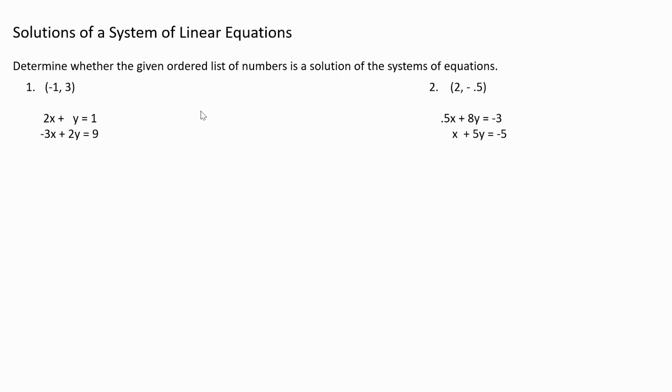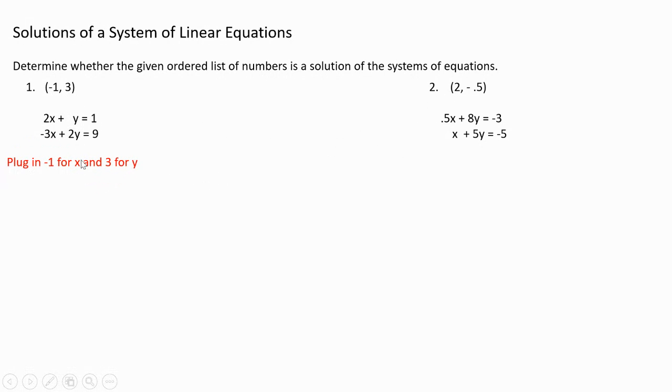For example, these are like the first two of the homework for 1324 for 6.1. It says determine whether the given ordered list of numbers is a solution of the system of equations. So for equation 1 here, we have -1, 3, the point. And let's see if it's a solution for those two equations. And then number 2, the same thing. So let's start with problem number 1 there.